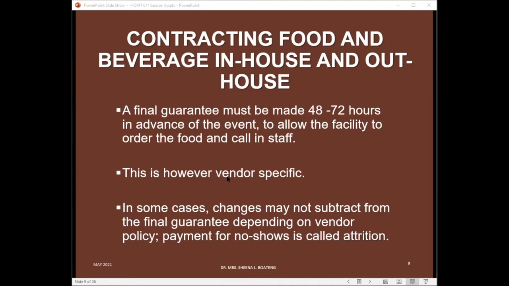So again, in terms of contracting food in-house and out-of-house, this is another set of policies that the firm who is the event organizer needs to take into consideration, particularly in choosing the vendor to be able to provide the food and beverage and preparing themselves in terms of budget to deal with the repercussions of various changes that may or may not be made to the food and beverage menu or the list of attendees in that regard.